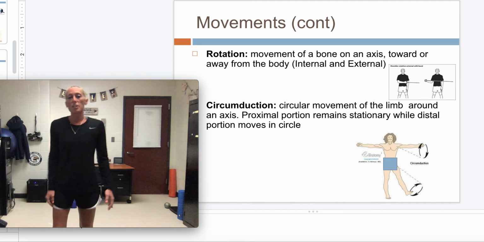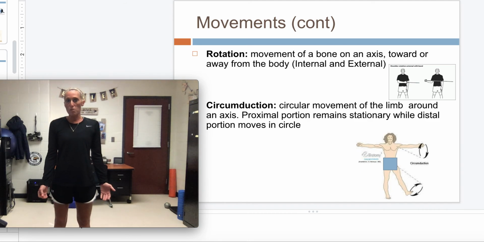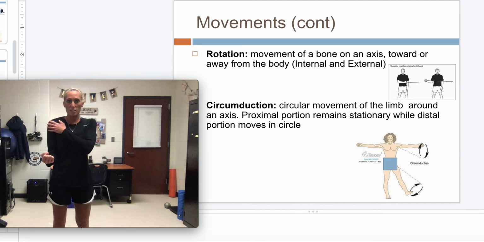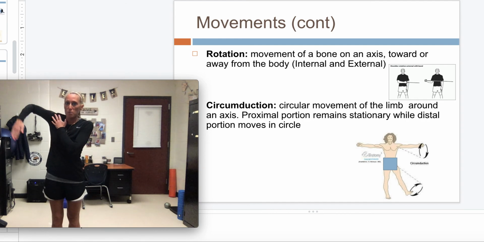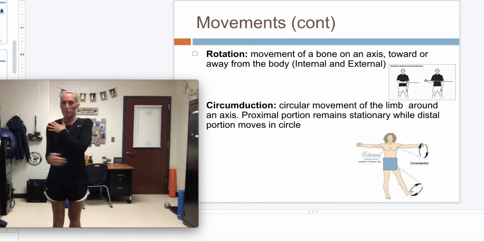We have internal and external rotation. In order to rotate, we need to isolate, bend the elbow to 90 degrees here. This is internal rotation. This is external rotation. So you can do the same thing. It doesn't matter whether it's here. This is rotation here, or here.